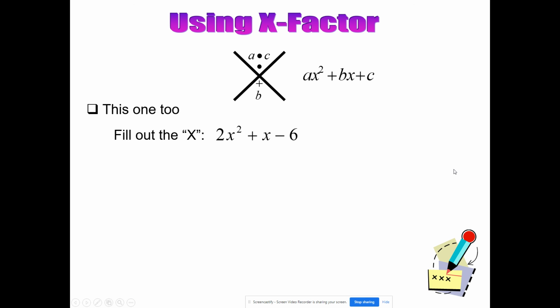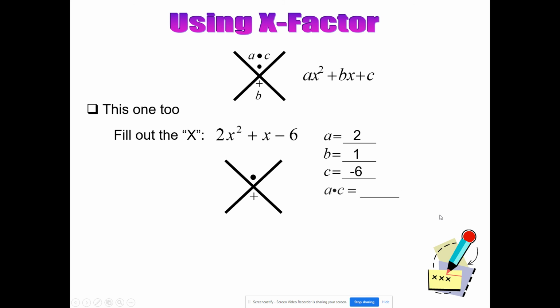So let's do one more. One where the A value is not 1. So first thing is to identify A, B, and C. My A value is 2. My B value is 1. And my C value is -6. So let's fill out the X. So what number goes on top? Well, that's going to be A times C, which is -12. What number goes on the bottom? That's going to be your B value, which is 1.